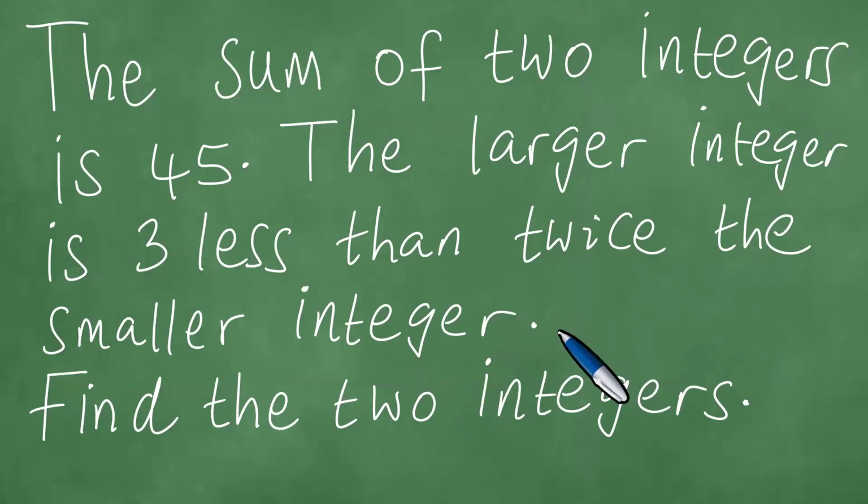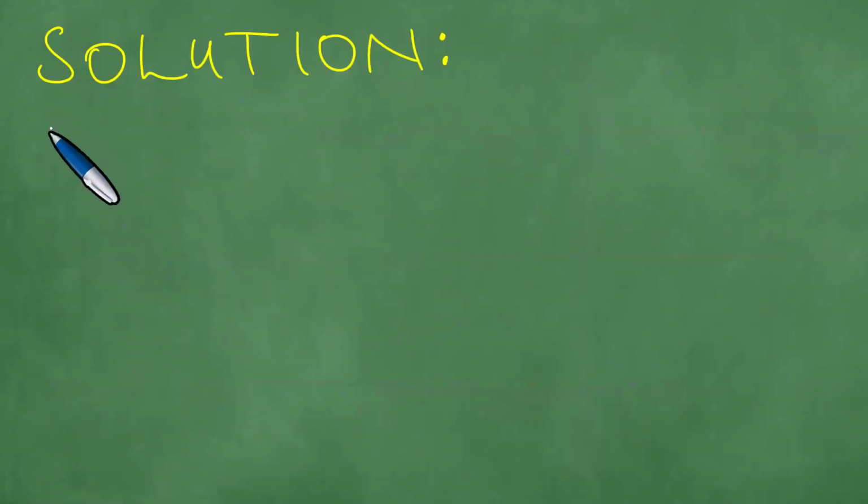Right, we are right back and we are attempting to solve this particular word problem in front of us. And we note that the sum of two integers is 45. The larger integer is 3 less than twice the smaller integer. Find the two integers. We present a solution to this problem in a step-by-step fashion.